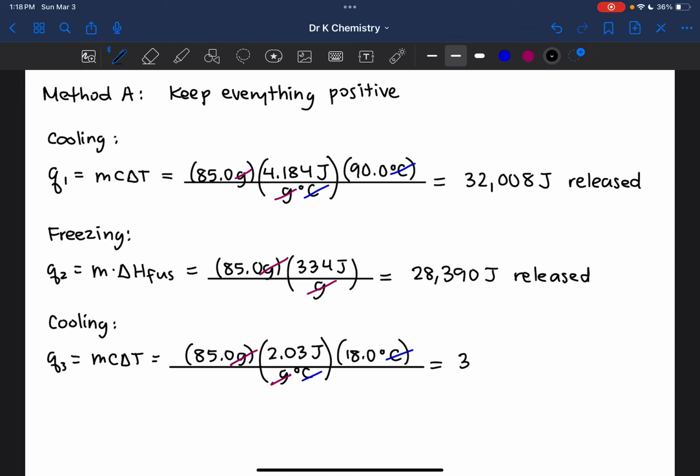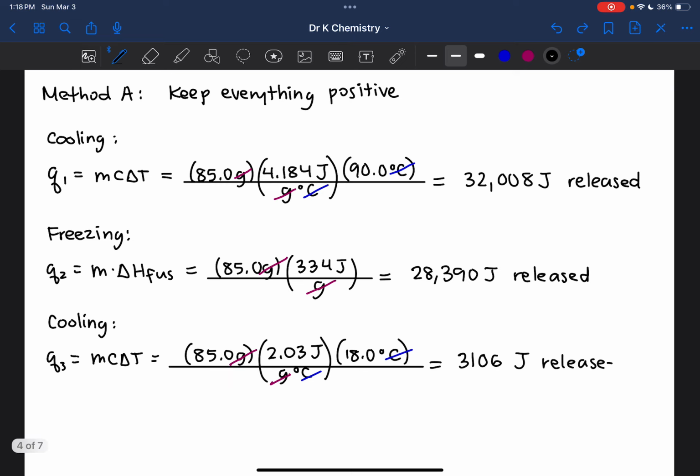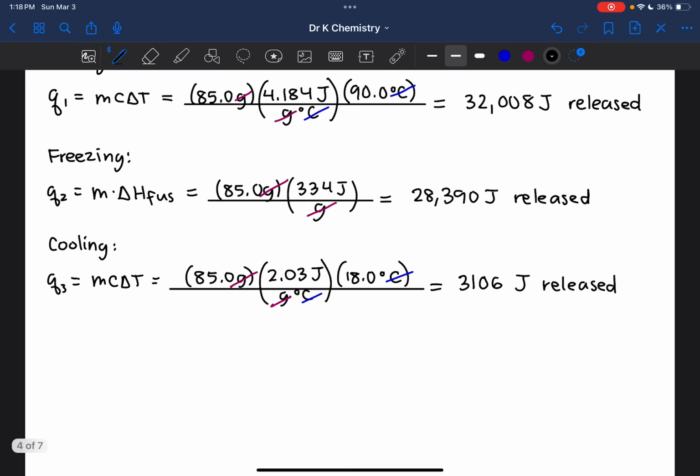Okay, that is getting me 3,106 joules released. And I'm just going to add all of these values together. So Q total will be each step added together.